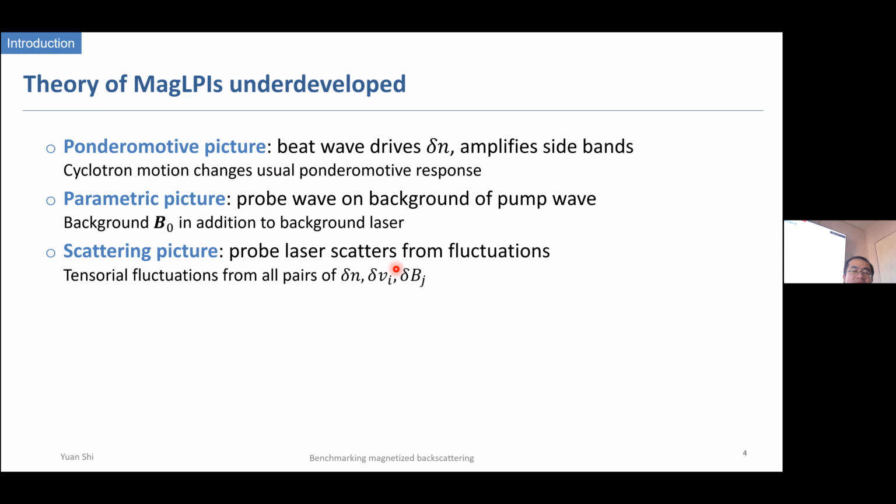But for magnetized plasma, you can have other totally different fluctuations. For example, you can have Alfvén waves, where you have magnetic fluctuations. You can twist your field lines and keep the density the same, right? So there are totally orthogonal ways you can fluctuate in a magnetized plasma. And when you shoot your laser at a plasma, it can scatter from all these different kinds of tensorial fluctuations.